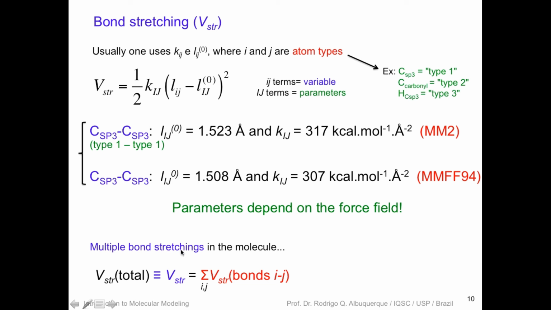And if you have multiple bond stretchings in a molecule, as very often is the case, you can make a summation over all bonds. You can calculate the bond stretching potential for all bonds in the molecular system. When you sum all of them, you have the total bond stretching potential, which is shown here in blue. I don't need to say the total bond stretching potential. When I show V stretching, it means the total bond stretching potential.